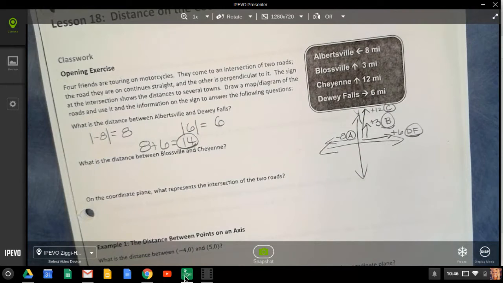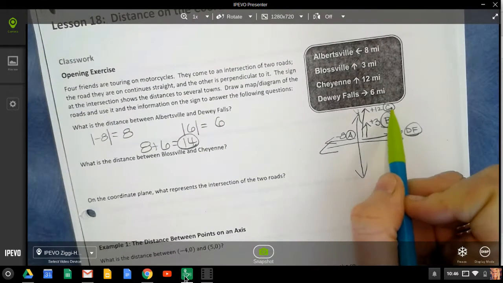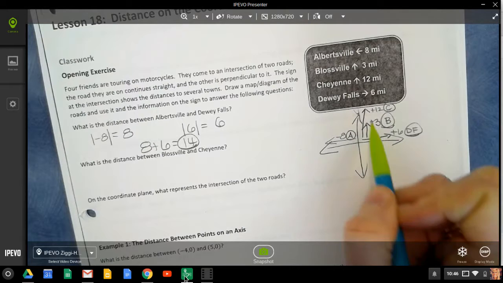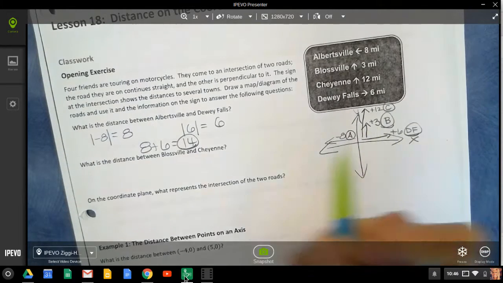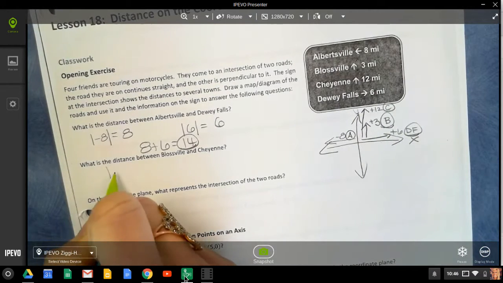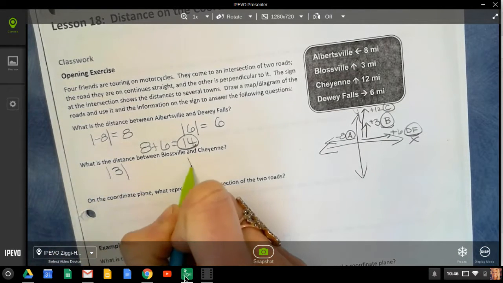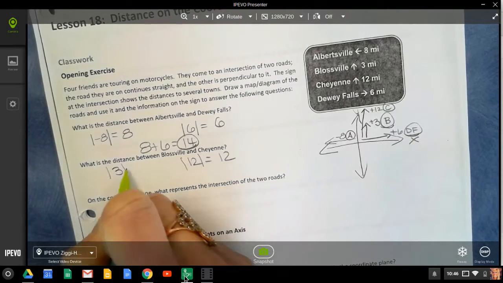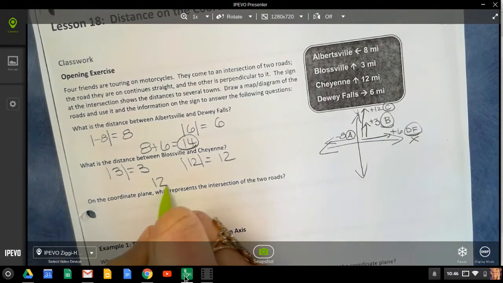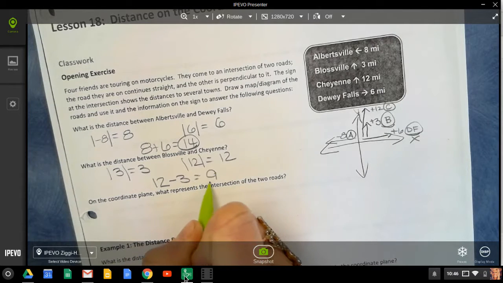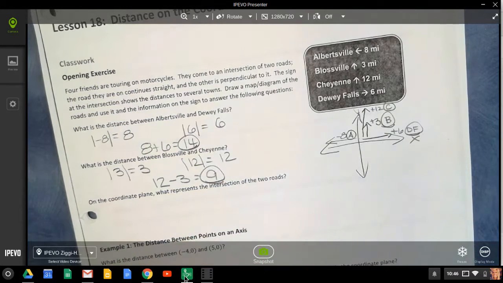Okay. What is the distance between Blossville and Cheyenne? Now, Blossville is here and Cheyenne is here, and they're both above the x-axis, which is here. So that means we wouldn't add to get their distances. We would first need to find the absolute value of each one of them, which is going to be the same. So Blossville is 3 and Cheyenne is 12. So those absolute values will remain those. Now, to get the distance between them, we are going to subtract 12 minus 3 because they're on the same side of the x-axis, which gives us 9.